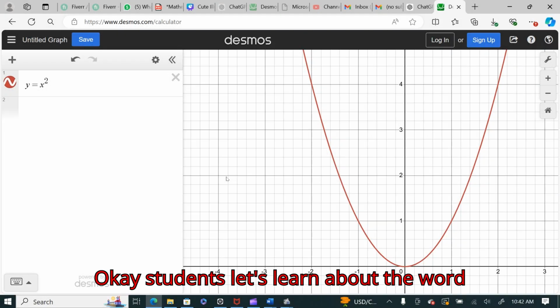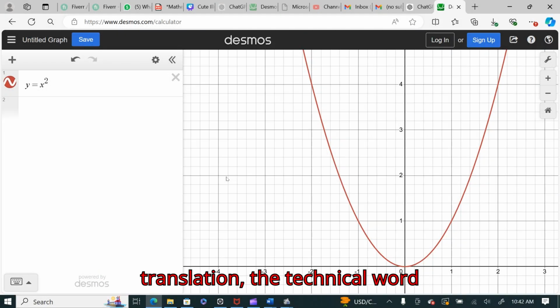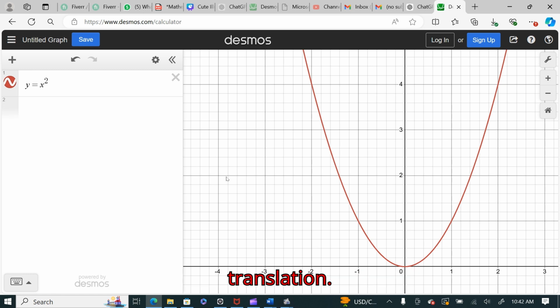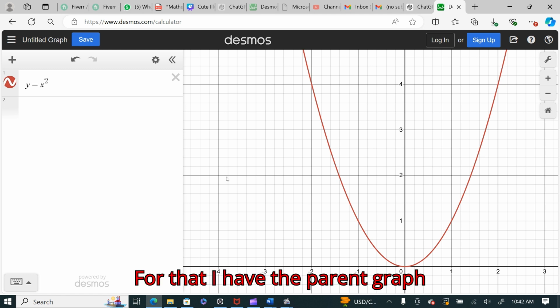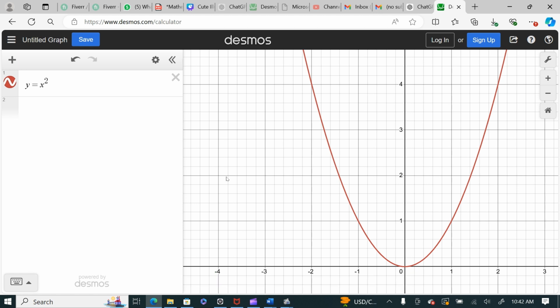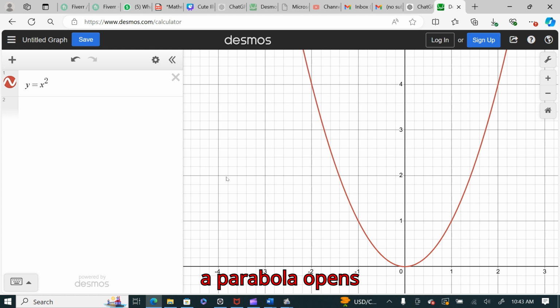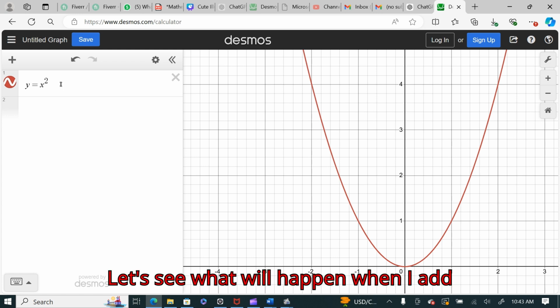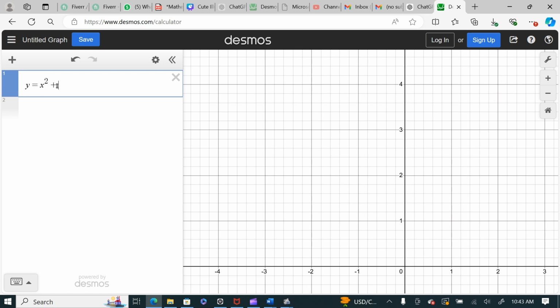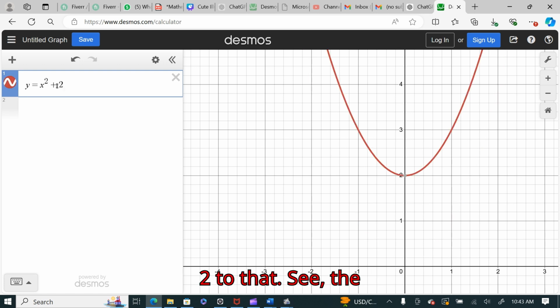Okay students, let's learn about the technical word translation. For that, I have the parent graph y is equal to x square. You can see it's a parabola, opens upward, and the turning point is (0, 0). Right? Let's see what will happen when I add plus 2 to that. See, the same graph was translated upward vertically by 2 units.